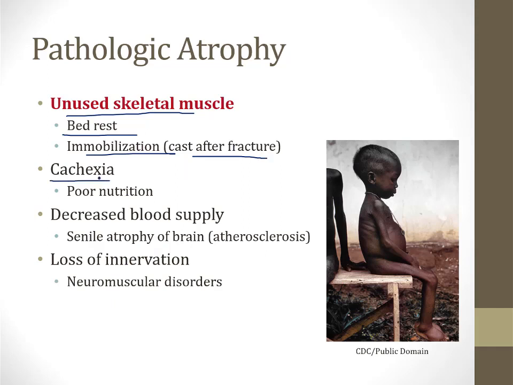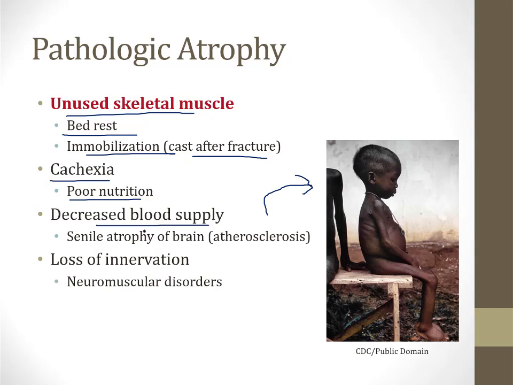Cachexia is a form of wasting in the setting of poor nutrition. This is a child from a country that has famine and starvation, and all of his organs and his muscle tissue are undergoing atrophy because of poor nutrition. If there's decreased blood supply to an organ, it can atrophy.